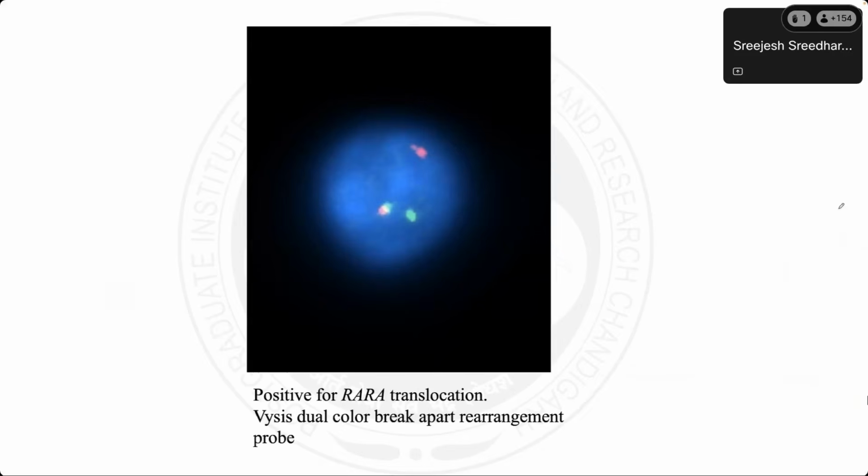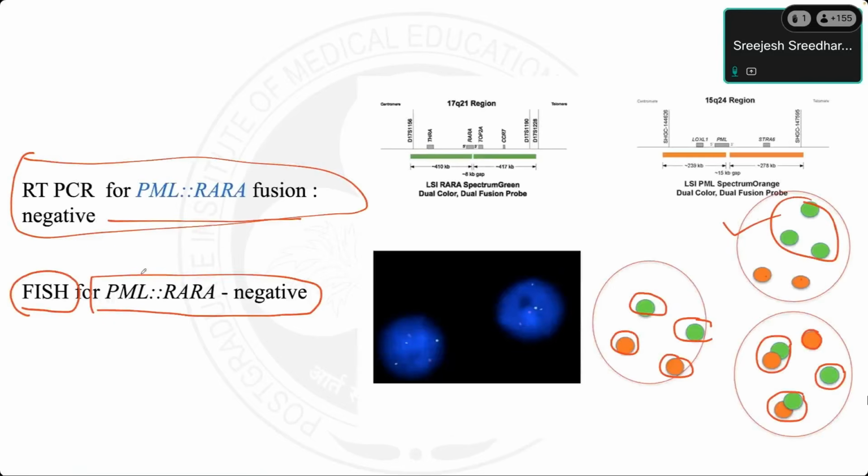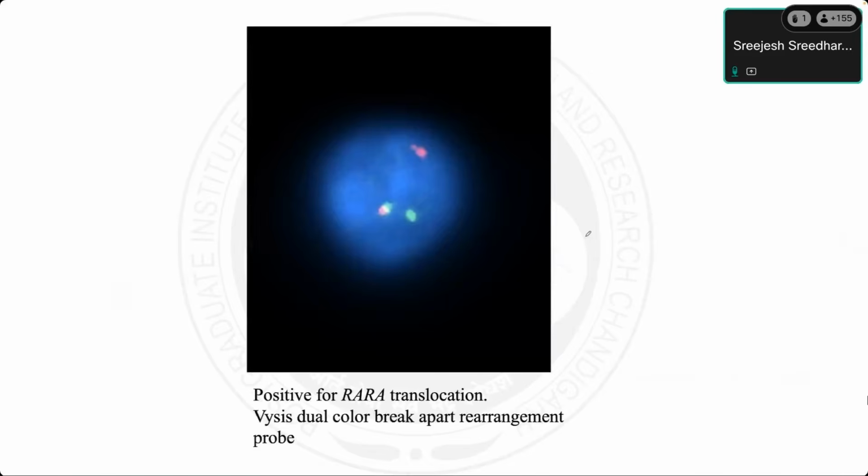RARA has so many partners. PML is the most common partner, seen in nearly 96 to 97% of the cases. But in 3% of the cases, various other partners are seen. So what is the next step? We did PML-RARA FISH, which was negative, but we got 3 RARA signals. So the next step is to do a RARA break apart FISH.